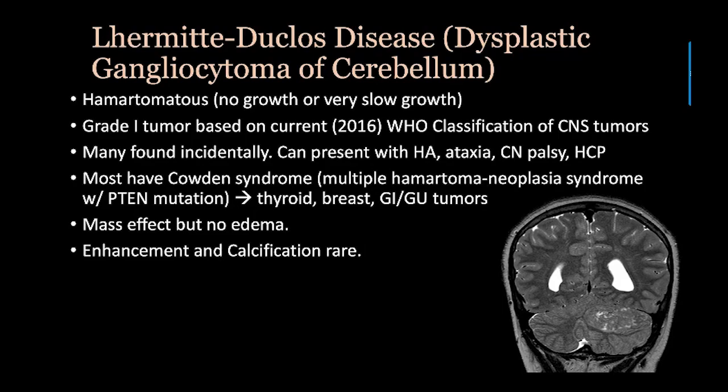However, they can also present with headache, ataxia, cranial nerve palsy, or hydrocephalus. Most cases have Cowden syndrome, which entails multiple hamartoma neoplasia syndrome with PTEN mutation. The neoplasm could involve thyroid, breast, GI, and GU. As we see in our case, there is usually some associated regional mass effect, but not a whole lot of edema associated with Lhermitte-Duclos, and usually enhancement and calcification are rare in this entity.